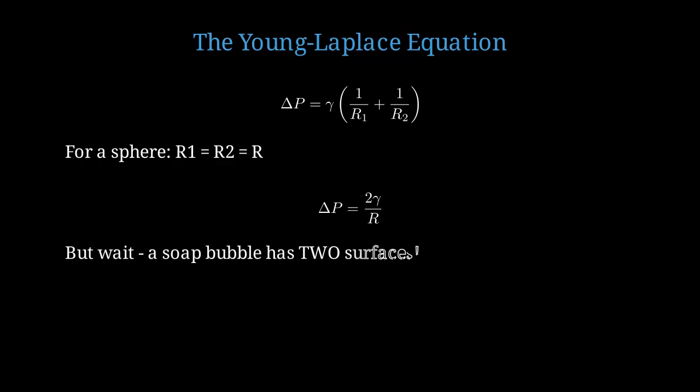Now here's an important detail. A soap bubble actually has two surfaces, an inner surface and an outer surface, so we need to account for both. For a soap bubble, delta P equals 4 gamma over R. The factor of 4 comes from the two surfaces.